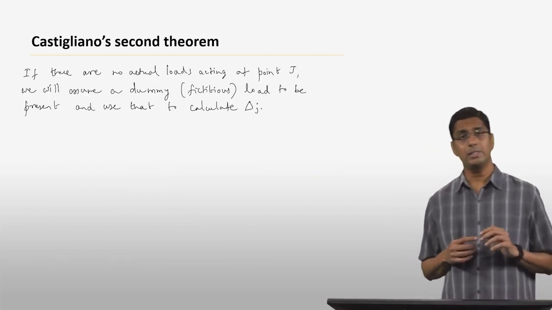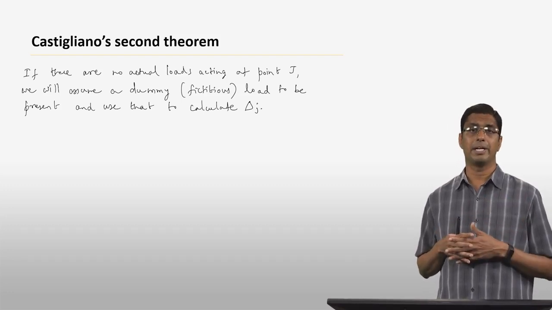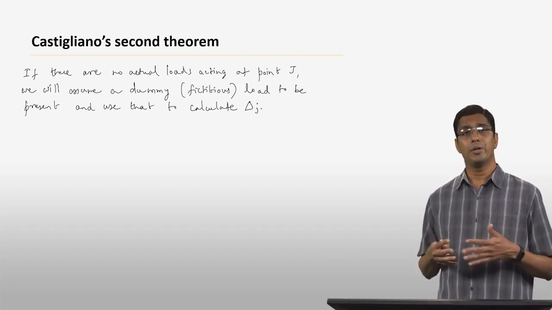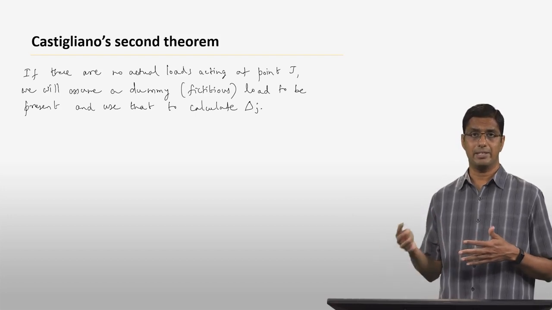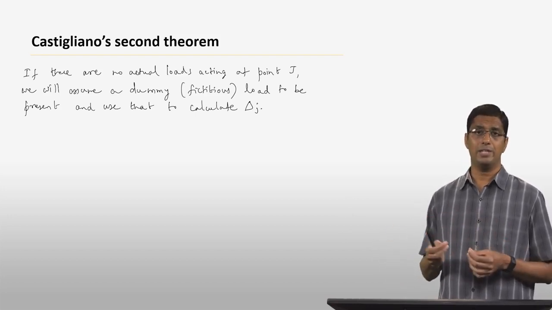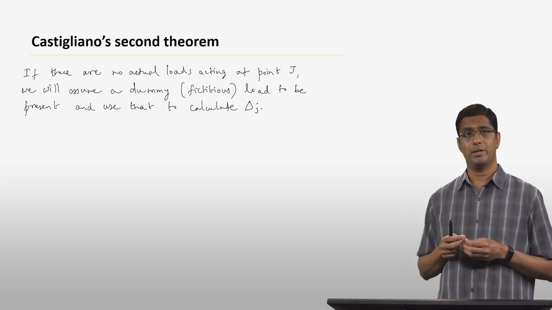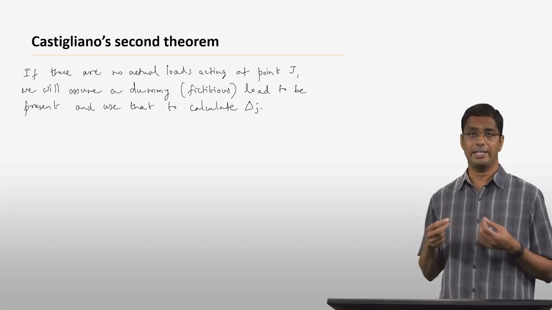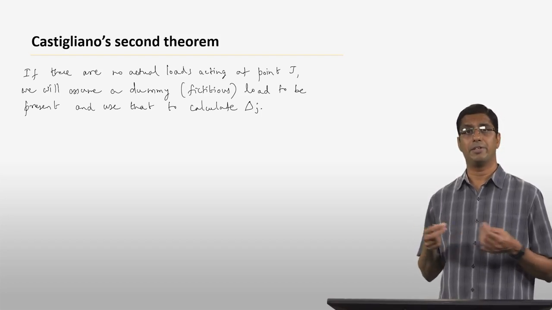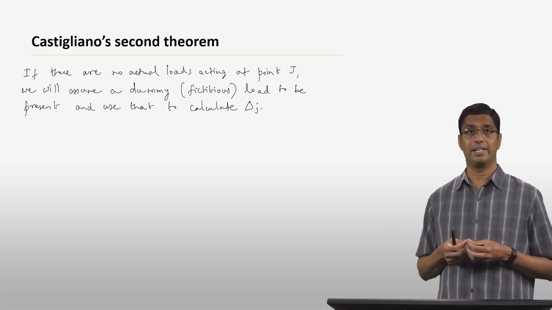Now, one of the things that we talked about when we initially talked about energy methods is that if you want to use the equivalence between the strain energy and the work done, then the force has to apply at the point where you're trying to find out the displacement. What if there is no force acting at the point where you're trying to find out the displacement? In that case, you can still use Castigliano's theorem.